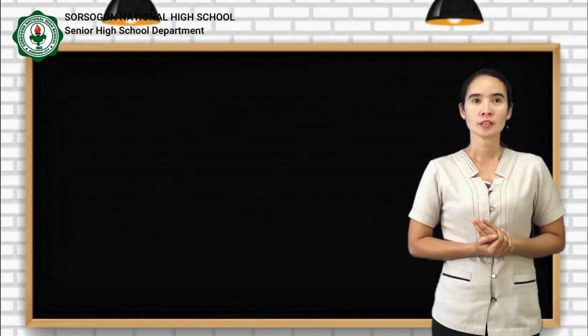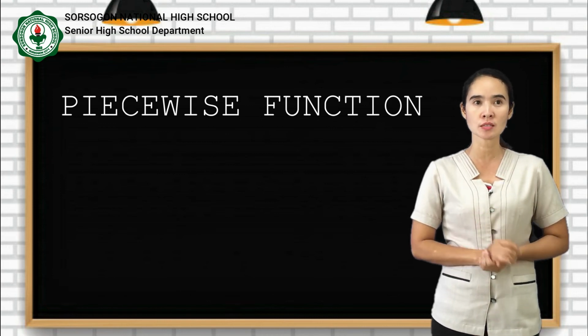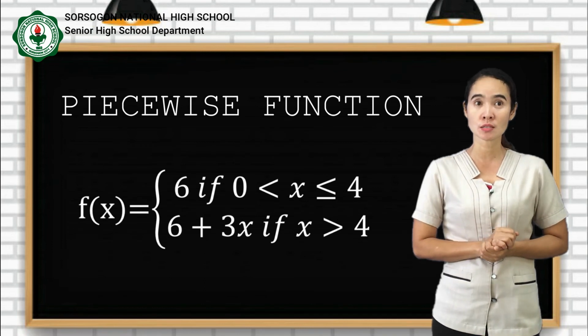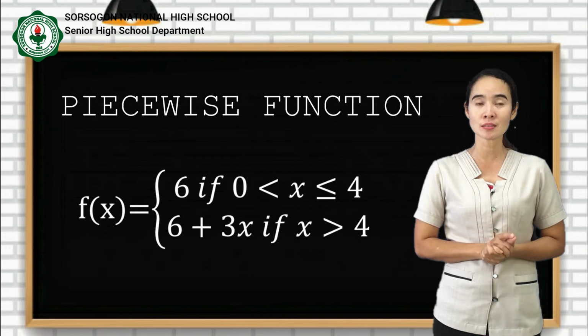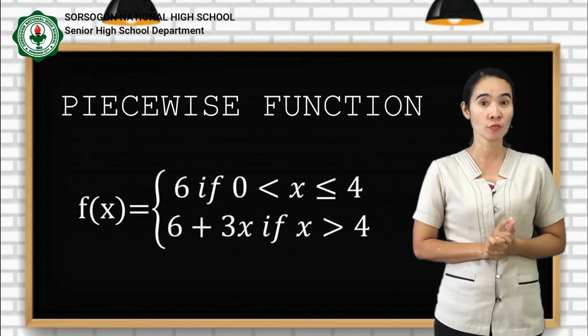Because of that, the piecewise function representing the situation is f of x is equal to 6 if x is greater than 0 but less than or equal to 4, and 6 plus 3x if x is greater than 4.